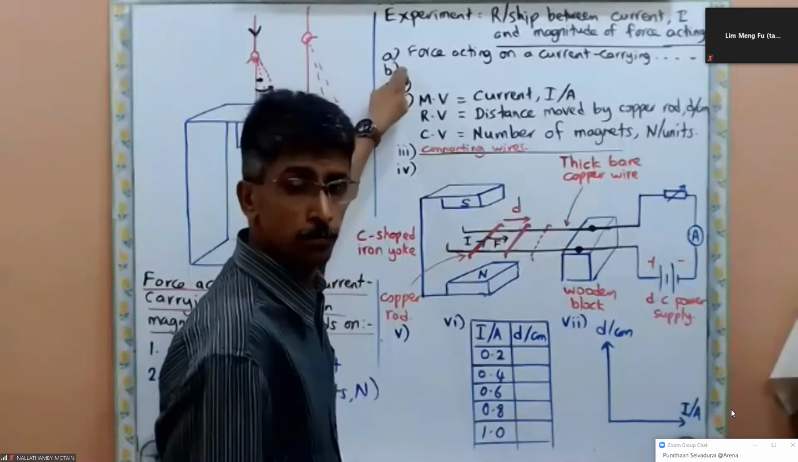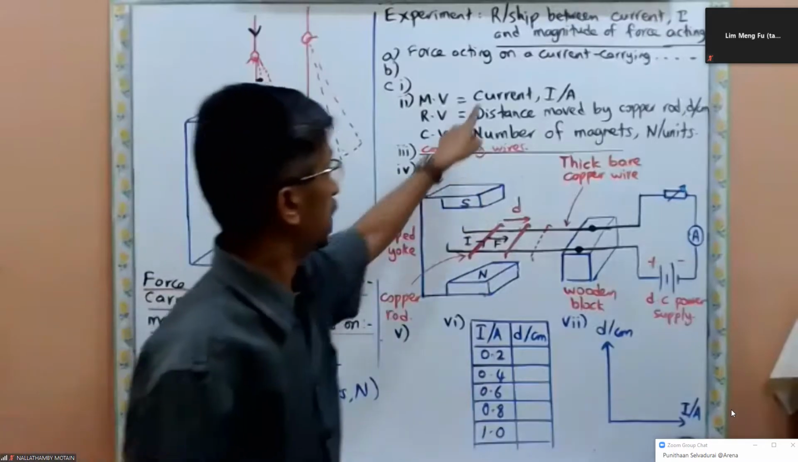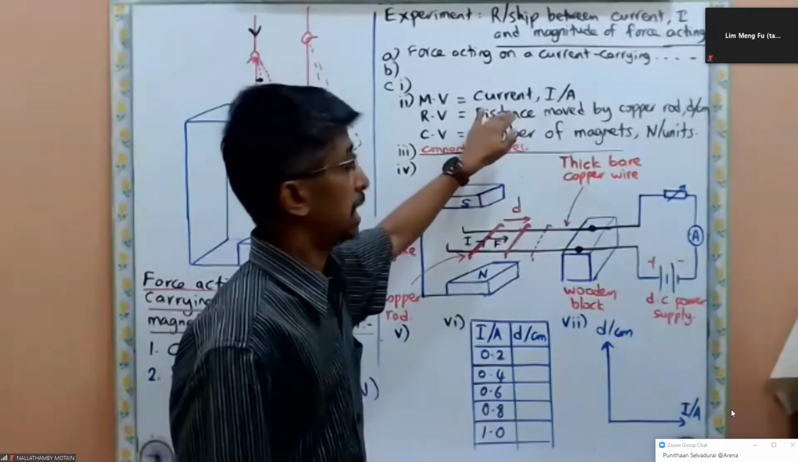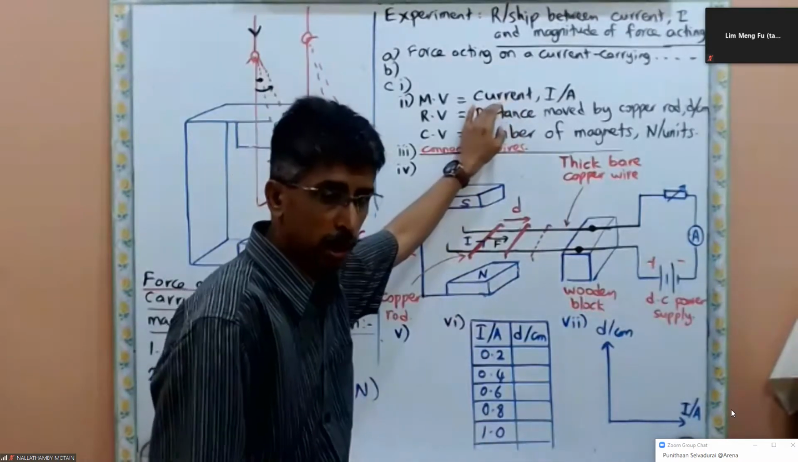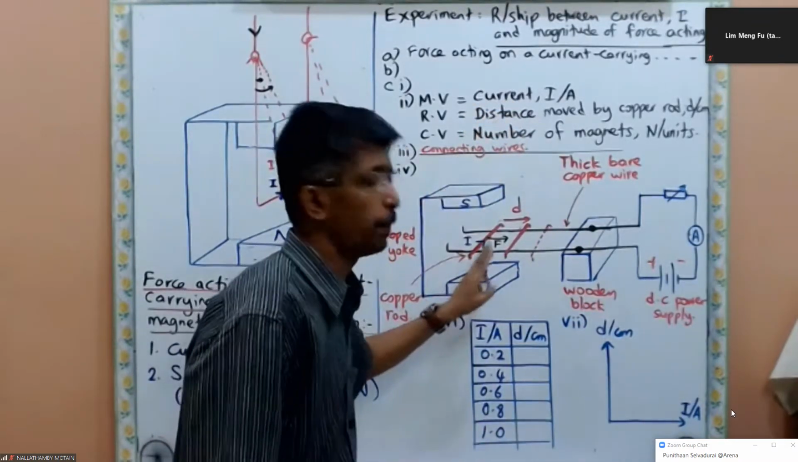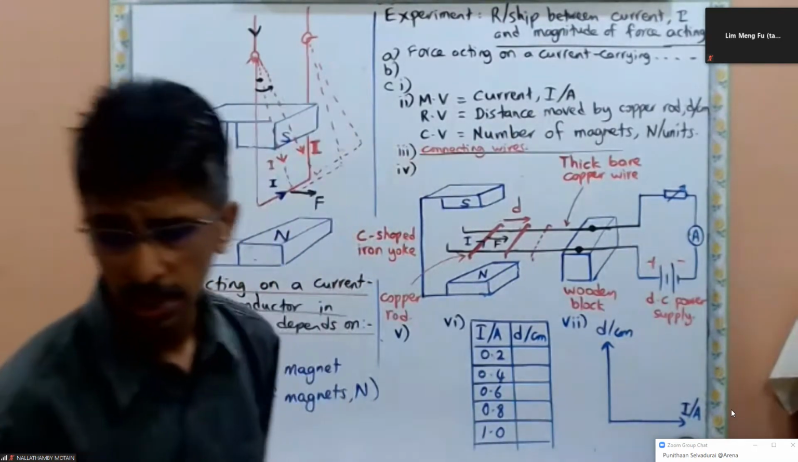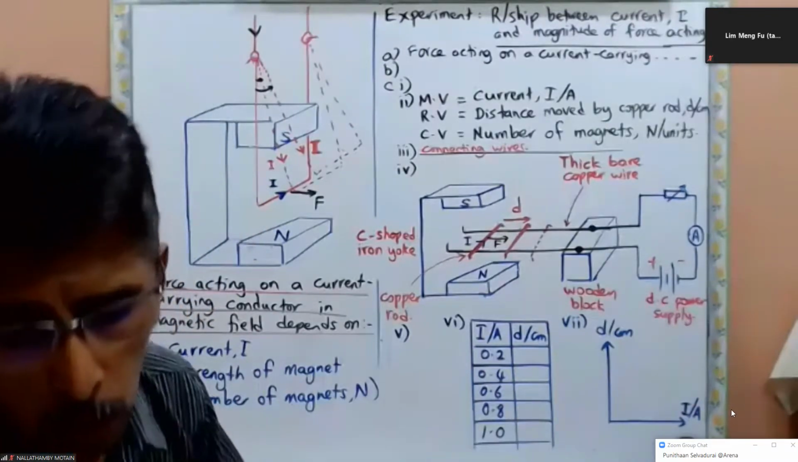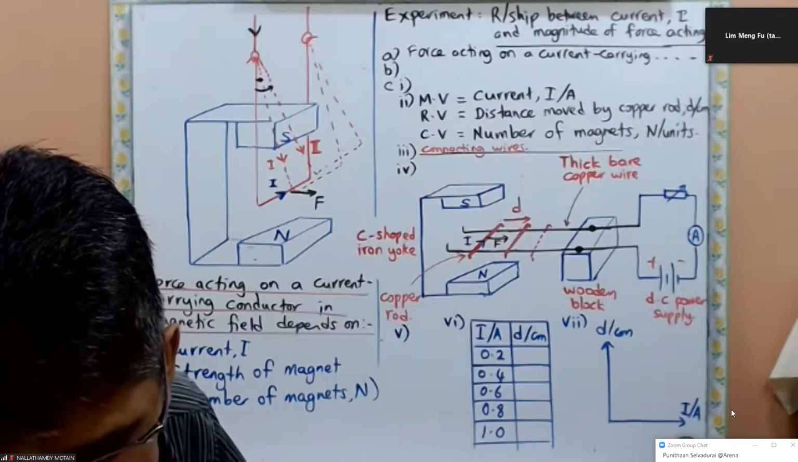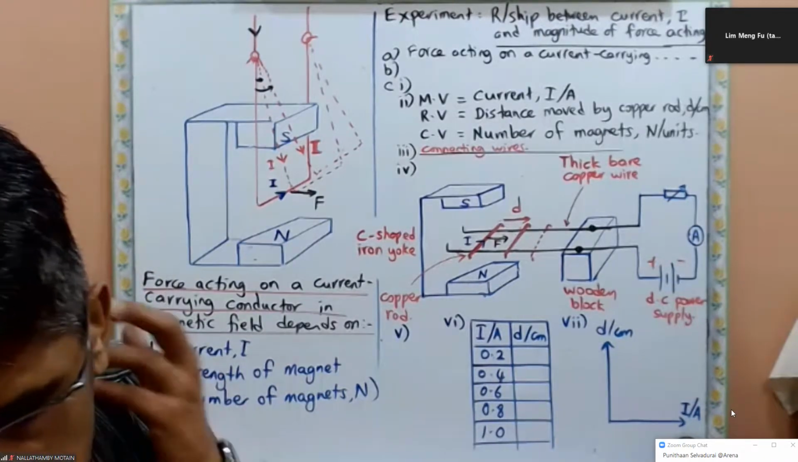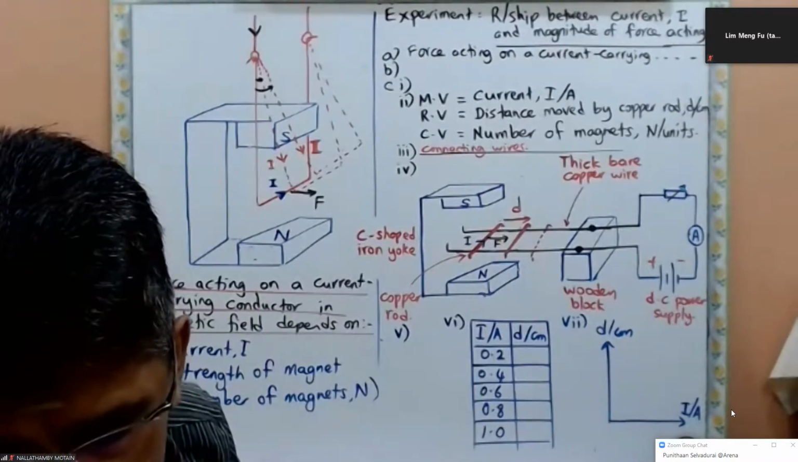For B, this one must be based on the experiment. When current increases, distance moved by copper rod also increases.